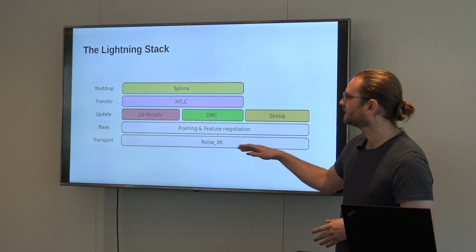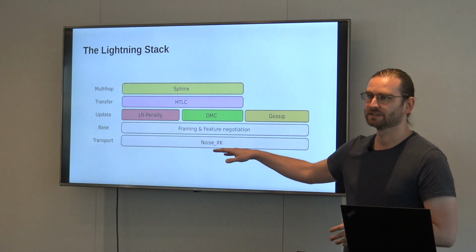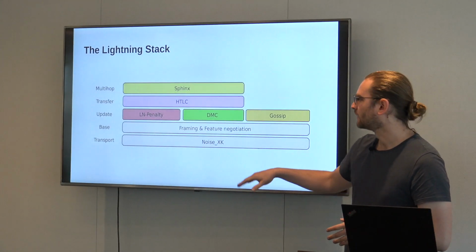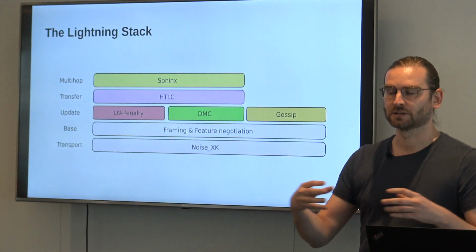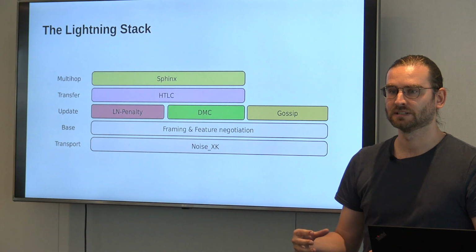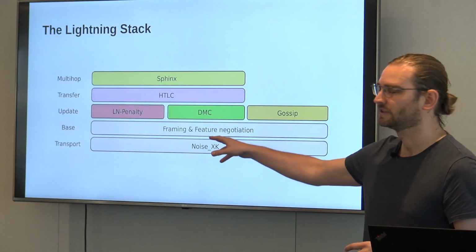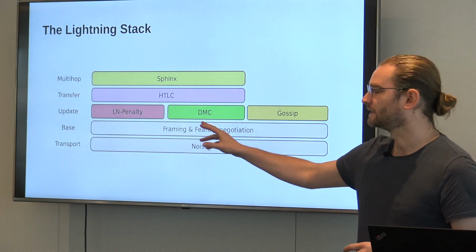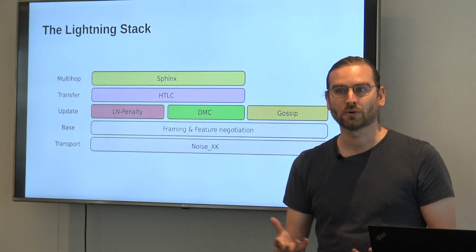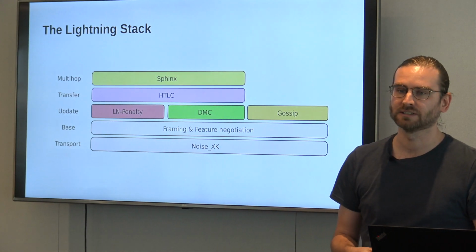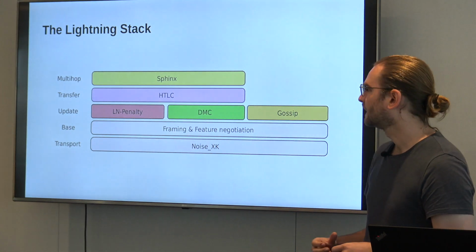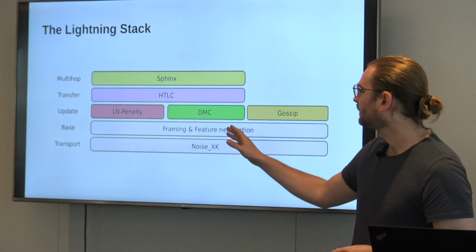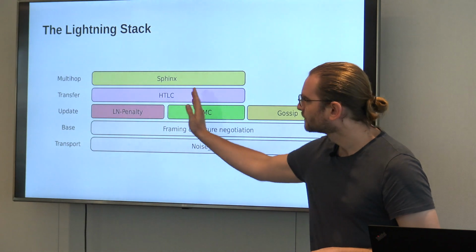But this is the Lightning stack as we have it currently in the BOLT specification. We have a transport layer, which is basically just the encryption layer on the raw TCP connection. We have a framing and feature negotiation in the base layer. That is basically how our messages are formatted and how we negotiate which features we support. And then we have an update layer, which basically just goes up to here.